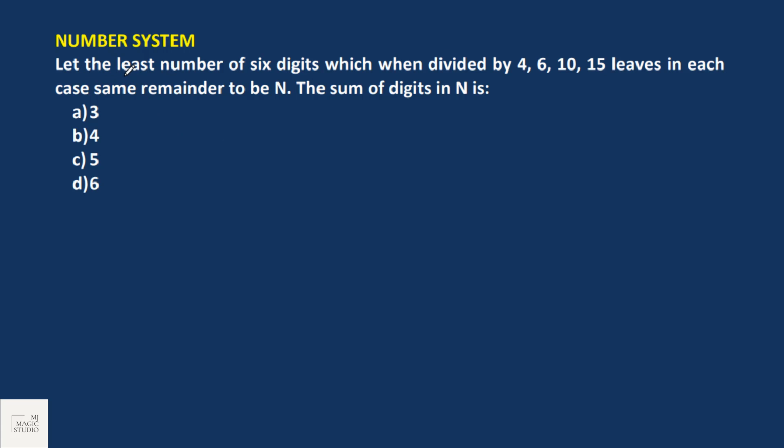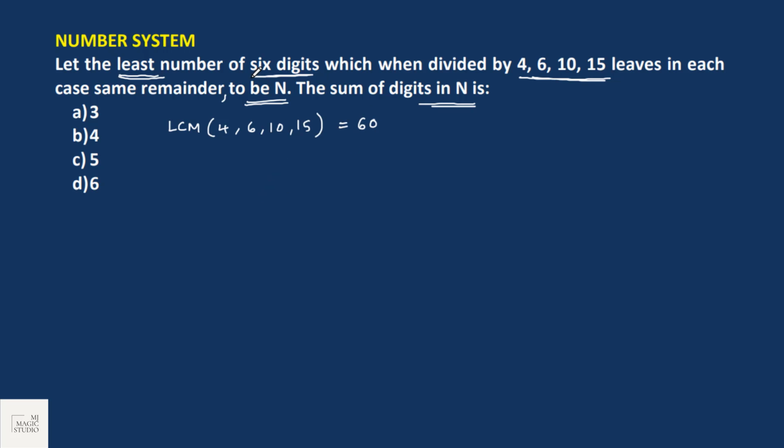Let the least number of 6 digits, we need to identify the smallest number of 6 digits, which when divided by 4, 6, 10 and 15 leaves in each case the same remainder, and let that number be n. What is the sum of digits in n? We know the drill for this. When we are looking out for the least number, we just need to find the LCM of the divisors. LCM of 4, 6, 10 and 15 is 60.